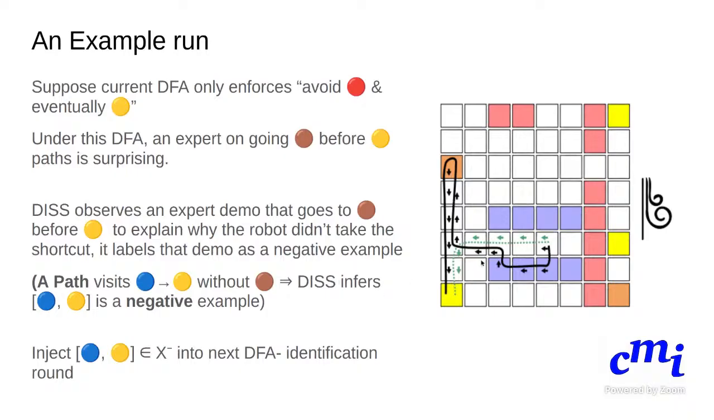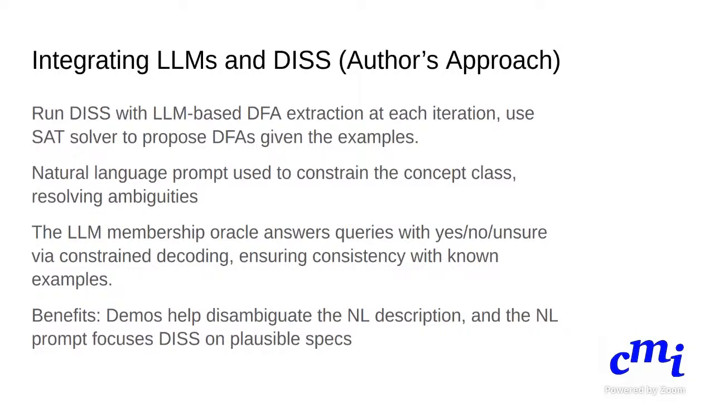So from the expert demonstration of directly going blue and yellow, it interprets that as a negative example, injects it into the negative example set, and then proceeds to the new round. And then we'll look at how we integrate LLMs, which the authors have done, by running this with LLM-based DFA interaction.